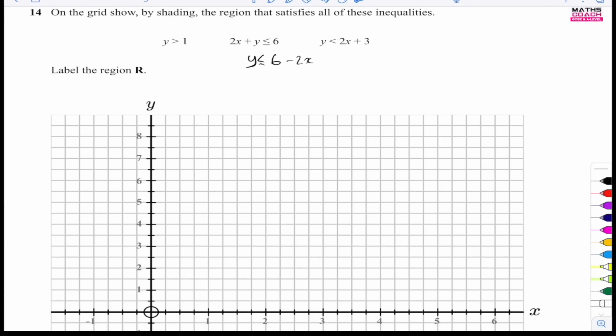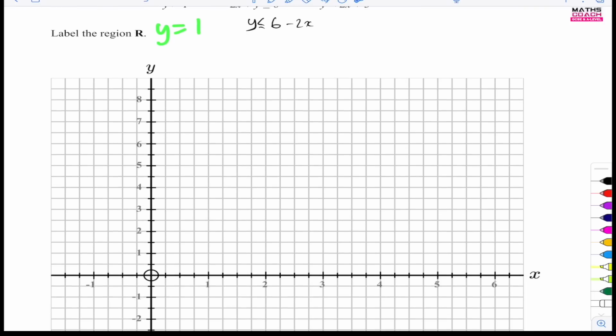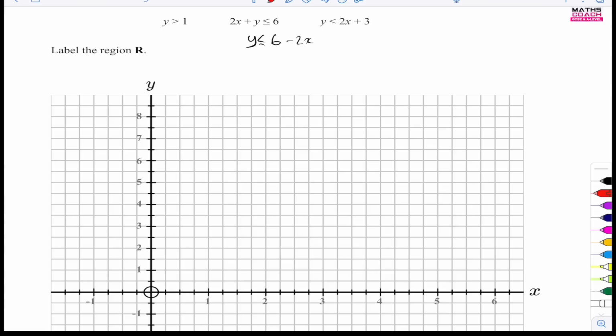Now, you're going to draw all of these graphs, all of these lines. In your head, just imagine this is an equal sign. So imagine you're drawing y is equal to 1. Where is y equal to 1? Y equal to 1 is a straight line going like that. So let's draw a straight line going like that. In fact, let's draw it using a different color. That is the line y is greater than 1.